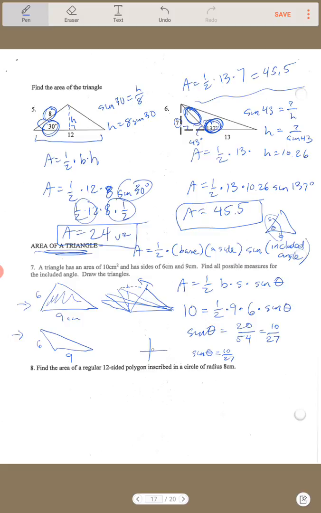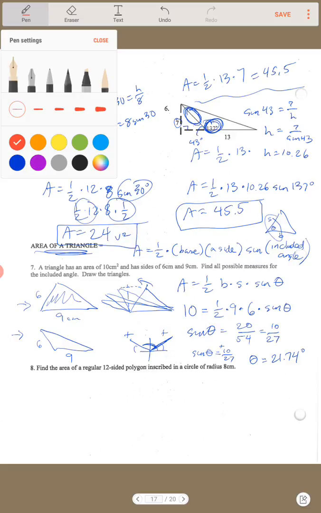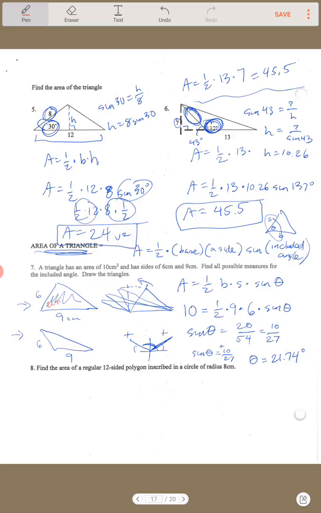Keep in mind that sine gives you a positive value in quadrant 1 and quadrant 2. So this is actually how we show that the angle gives us 2 different measurements, one that's acute and one that's also obtuse. Okay, so sine of theta is 10 over 27. Let's arcsine that in our calculator. 10 divided by 27. And we get that angle theta is a measure of 21.74 degrees. Oh, we have the acute angle. Let me write that in. This is the 21.74 degrees.